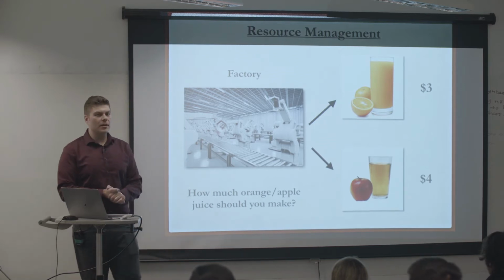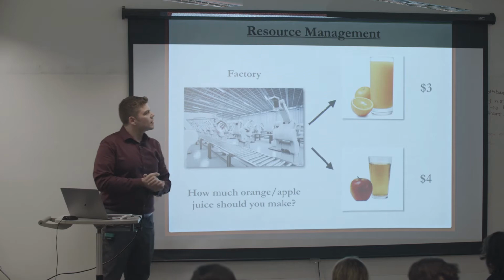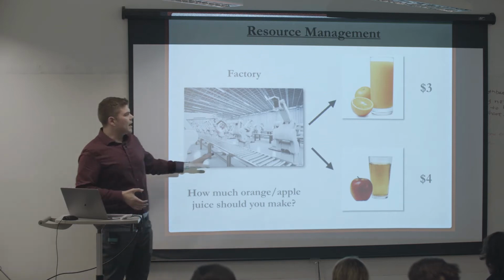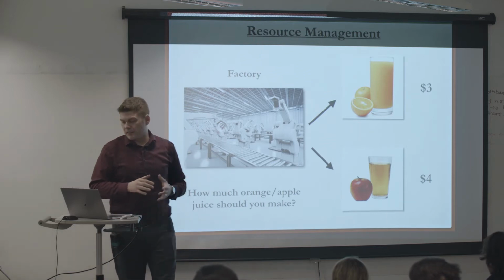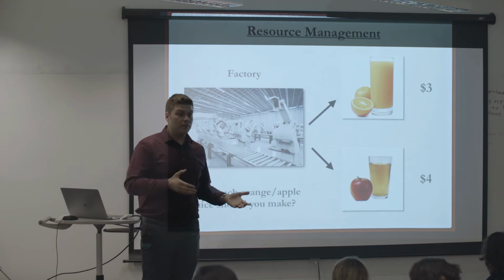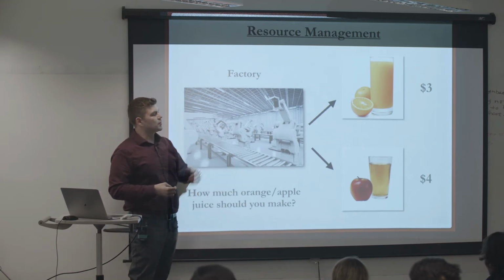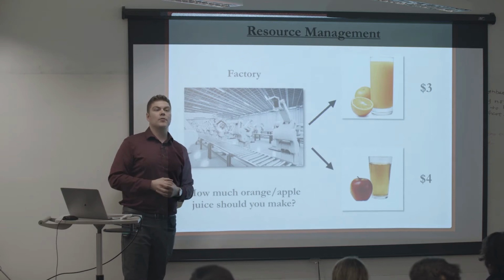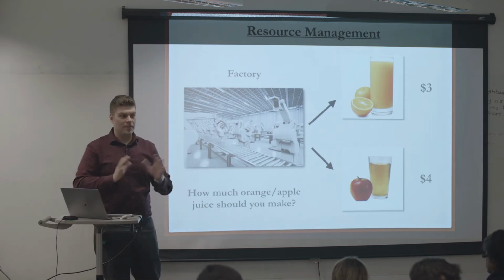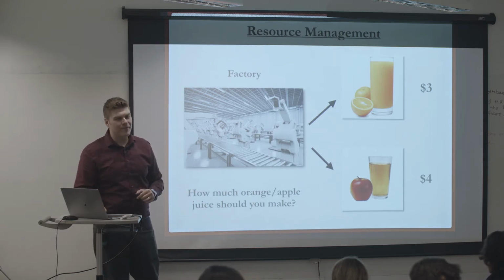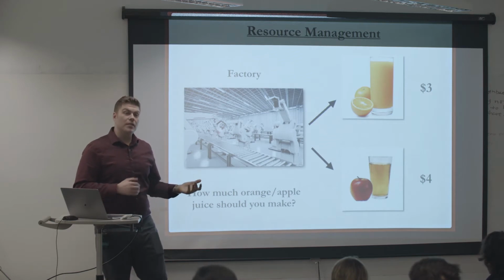So here's a small thing. This is resource management up there. It's kind of hard to read. So here's a factory, and they're just going to make two commodities, two things: orange juice and apple juice. Okay? Orange juice brings in $3 per unit, and apple juice brings in $4. I totally made up these numbers, so don't read too much into it. But the question is, how much orange juice and apple juice should you make?